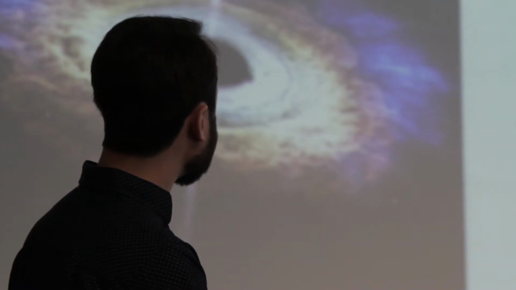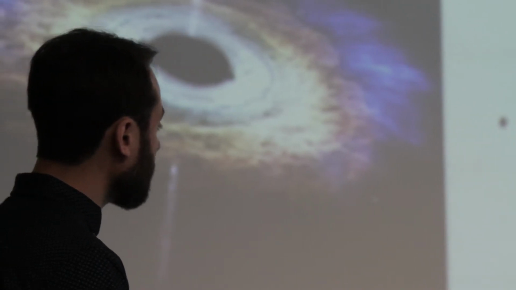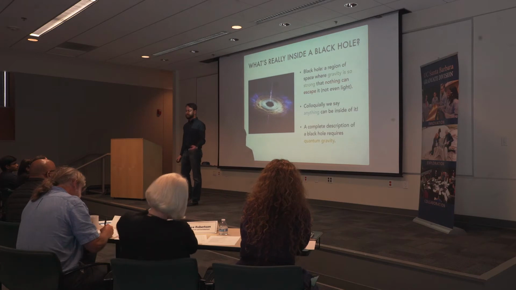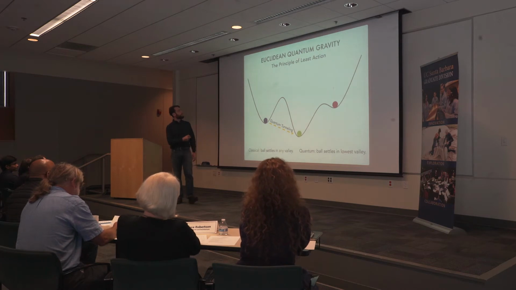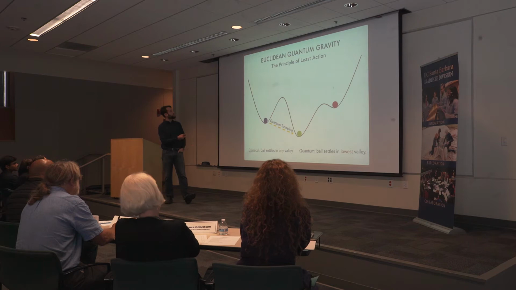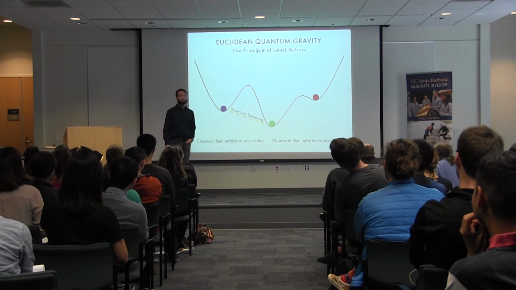Now, inside of a black hole, gravity is so strong that things get crunched down to a scale where quantum mechanics becomes very important. Therefore, a complete description of a black hole requires a theory that combines both quantum mechanics and gravity, or a theory of quantum gravity. For my research, I use a theory called Euclidean quantum gravity, which is based on something called the principle of least action. We can understand this principle through the analogy of rolling a ball down a hill.